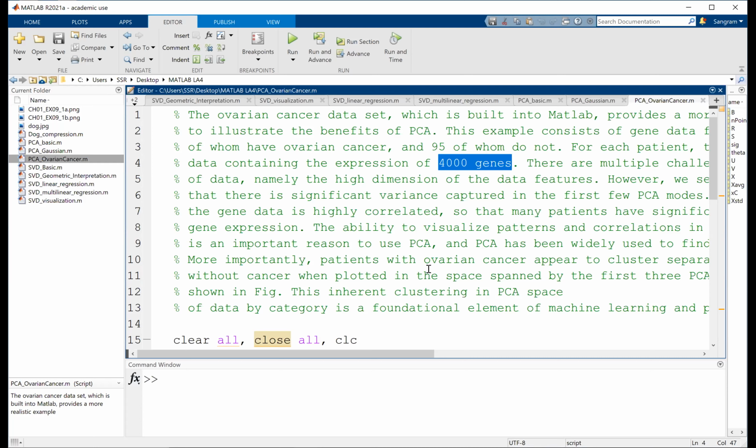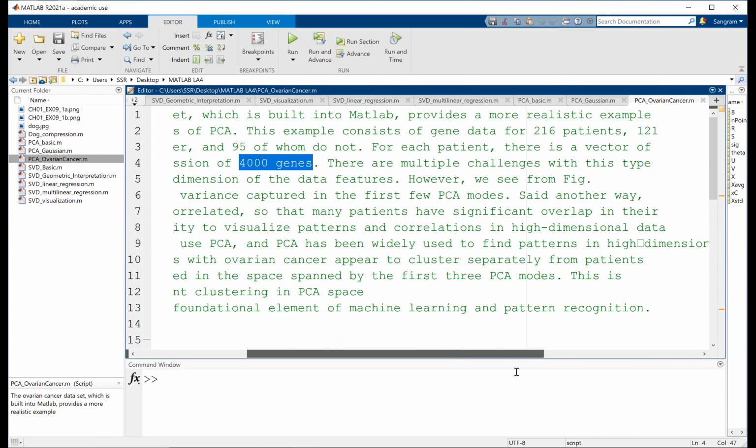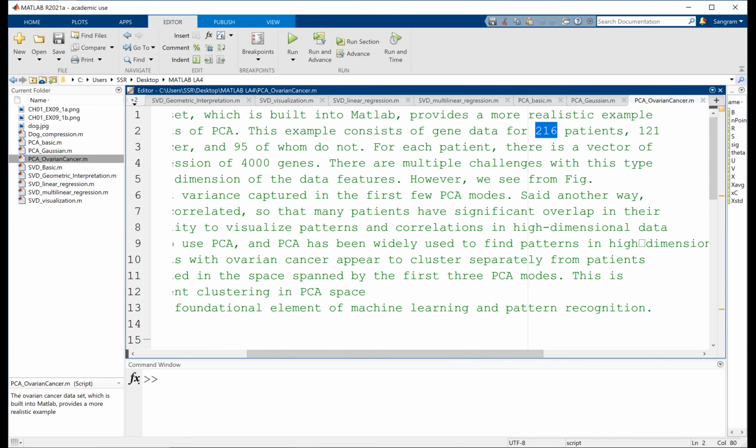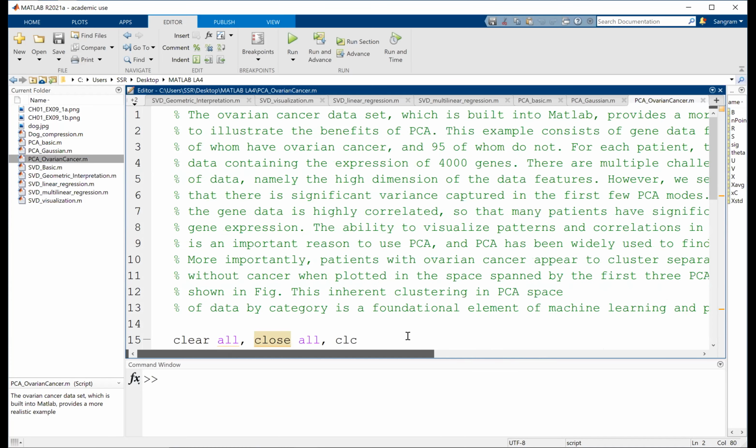So basically, you know that that person has cancer, you got the gene, and you somehow found out the genome sequence. In that genome sequence, there is also randomness, because another person may have the same or a similar genome sequence, but may not have cancer. So they went through this data set and identified 4,000 individual genes and their sequences. And this data was collected from 216 patients.